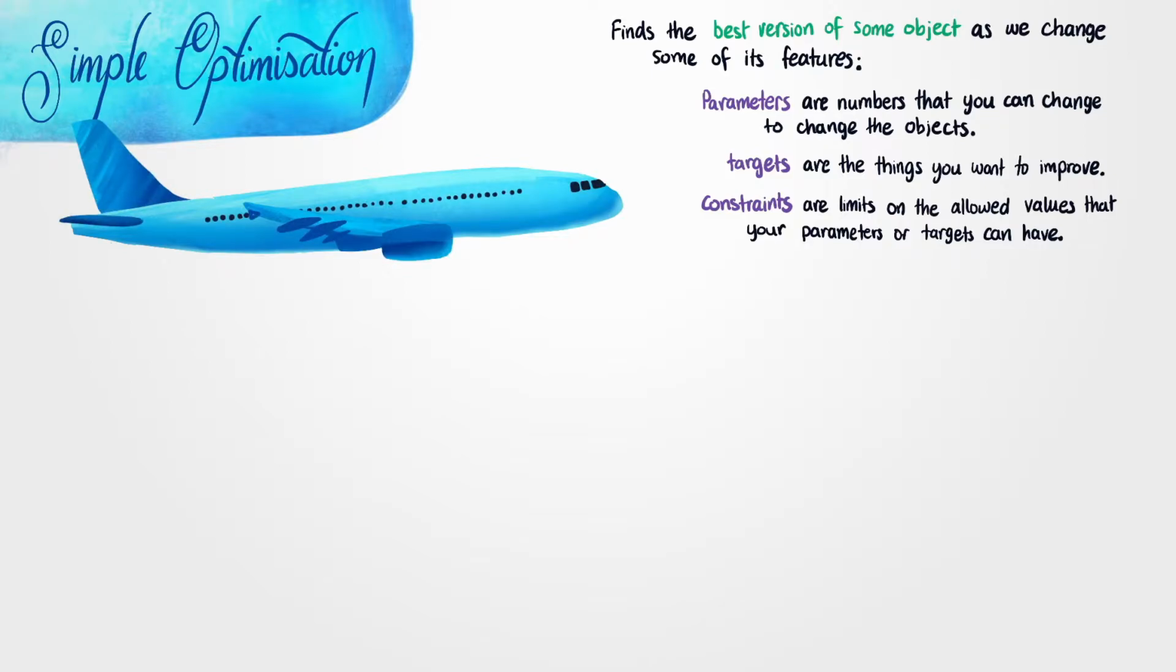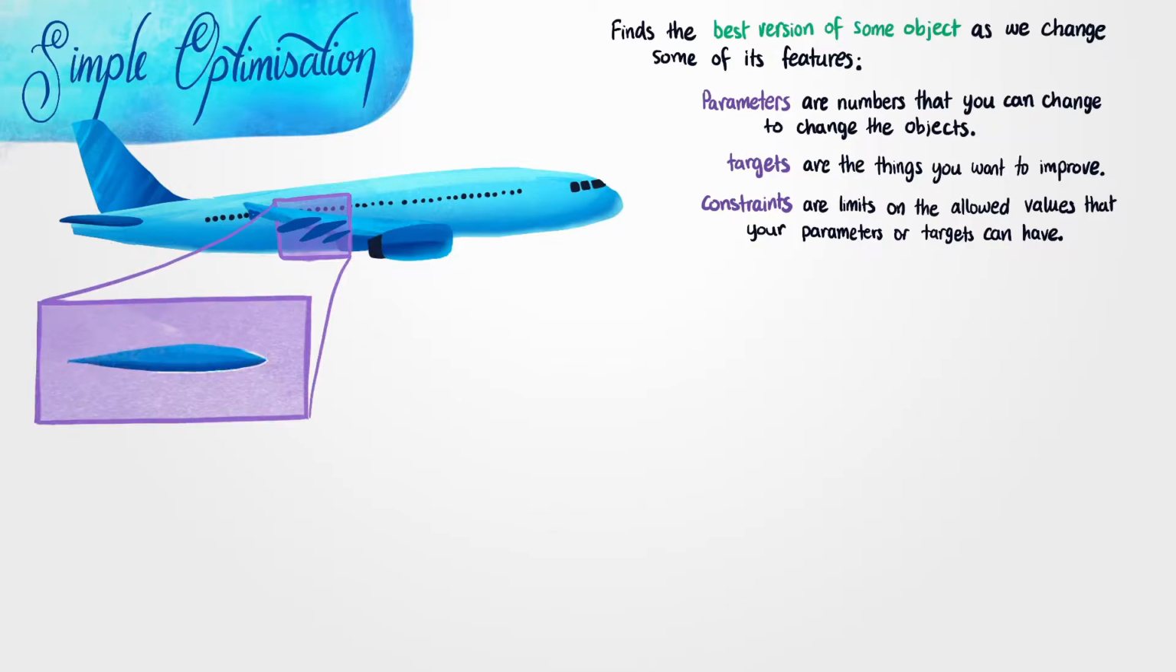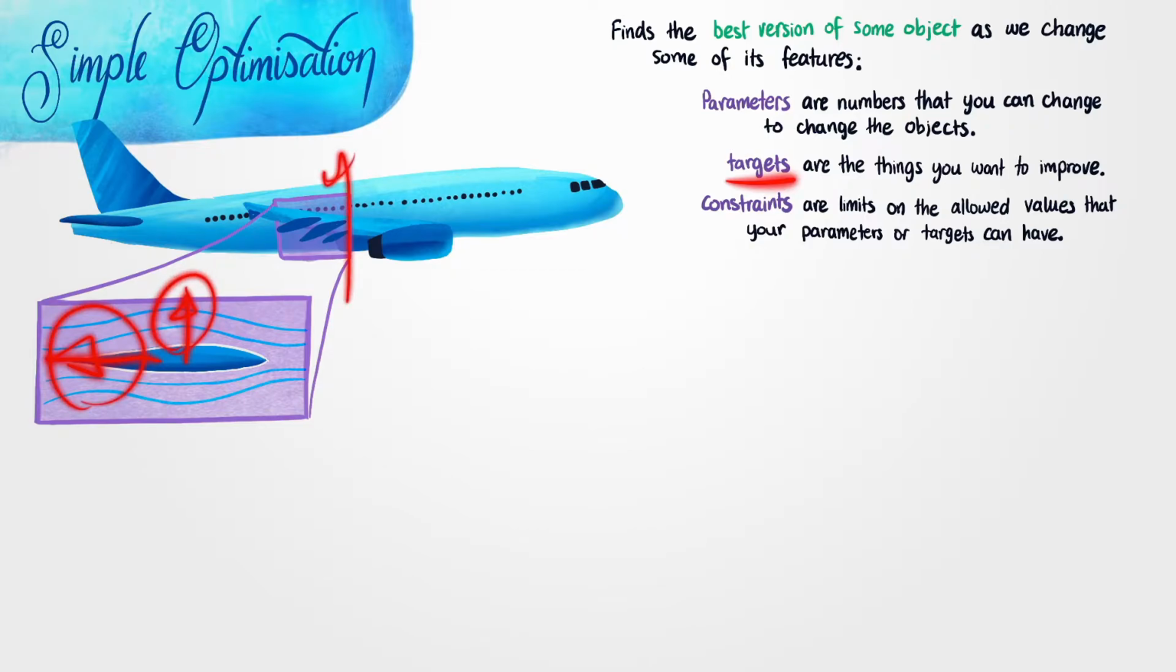Okay, so I've started with a picture of an airplane. And airplanes actually have a surprisingly large amount of optimization applied to them. Now there are many things that we could want to optimize on a plane, but let me just give you one example. If we think about the targets first, we would want to maximize the amount of lift and minimize the amount of air resistance that's actually applied to the airplane, because air resistance wastes fuel and lift actually helps keep our plane in the air.